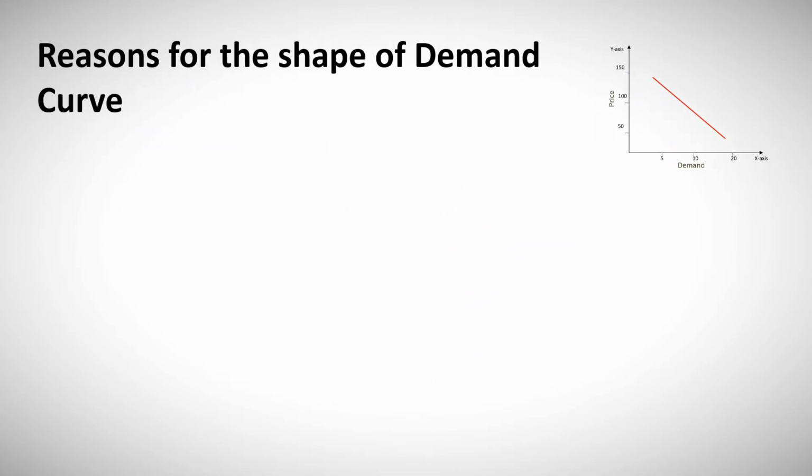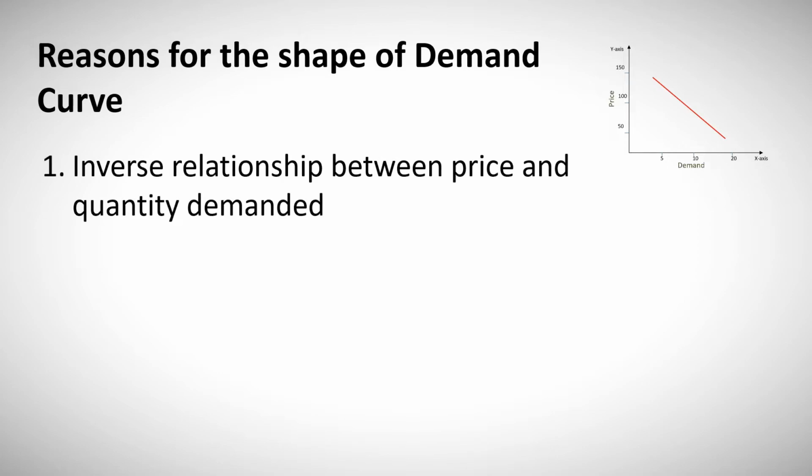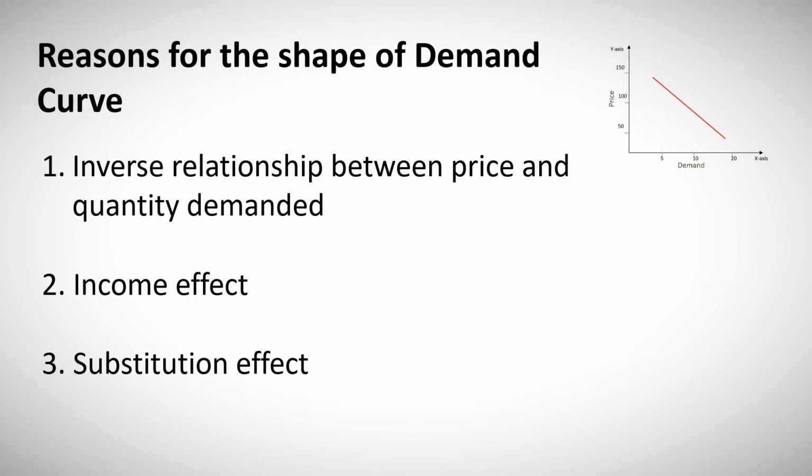So what are the reasons for this downward slope of demand curve? First is inverse relationship between price and quantity demanded, according to which demand will increase if things get cheaper and it can decrease if things get costly. Next is income effect. The income effect states that if purchasing power of people increases, the demand will increase. Like, if a person gets an increase in his salary, he is likely to buy more things as he has more purchasing power. Next is substitution effect.